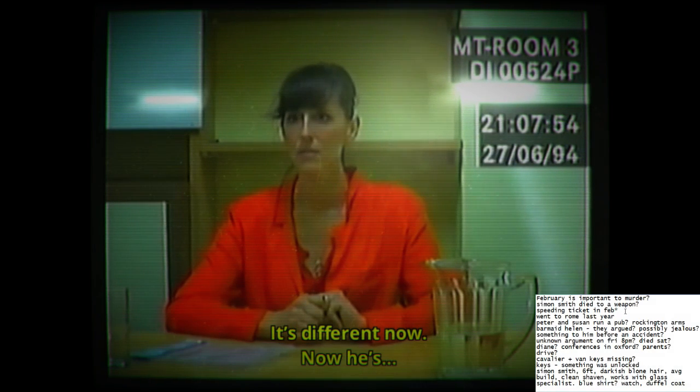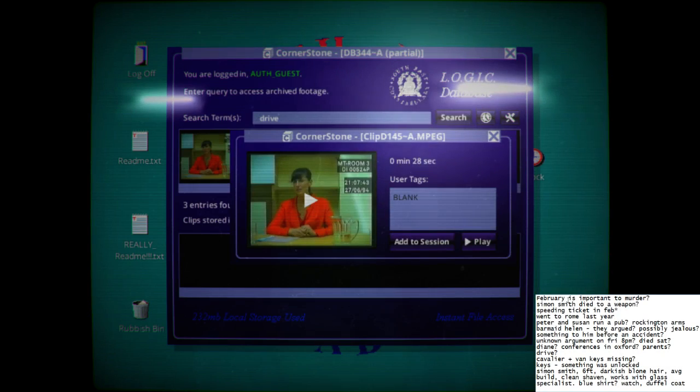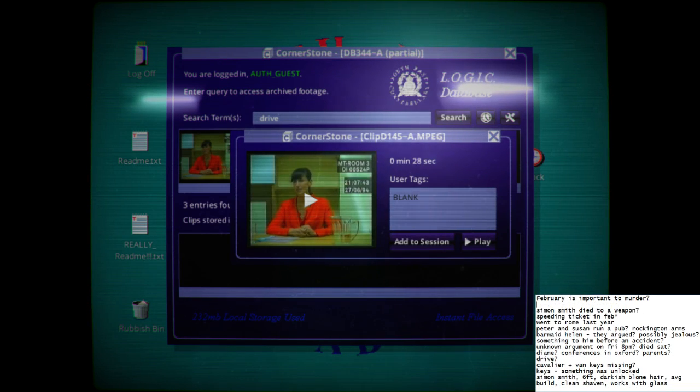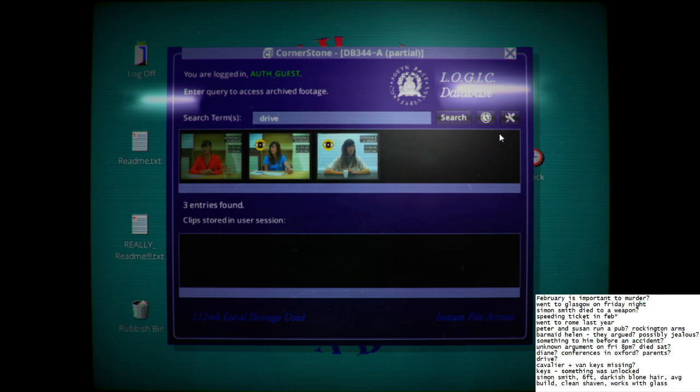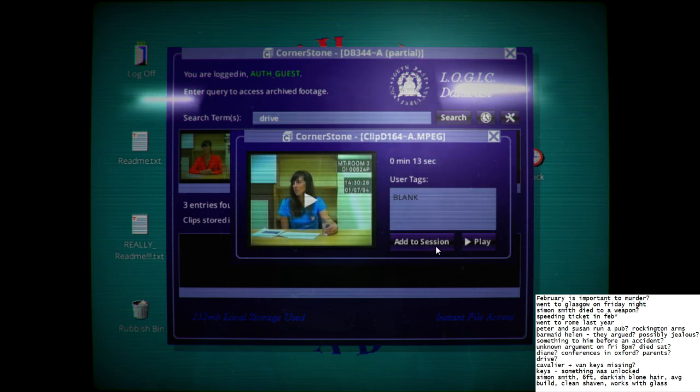Whoa, whoa, whoa. There is. That's huge. Went to Glasgow on Friday night. You know what? I don't know, we'll just leave that. We'll remember it. We'll remember Glasgow. We're making notes over here, so it doesn't matter.